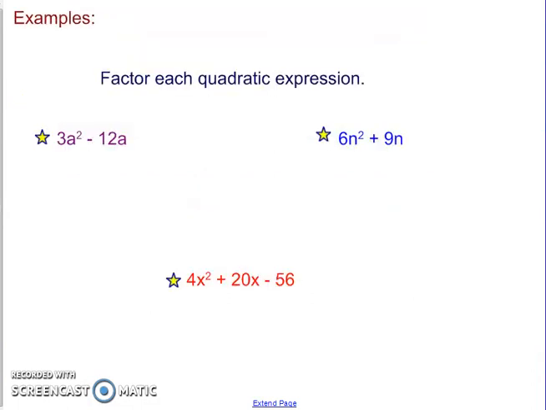So here are some examples. If you look at the first one, you want to look at the numbers first, so the 3 and the 12. Well, they both have a 3 in common. So we're going to take a 3 out. The a squared and the a both have an a in common. So I'm going to take the a out as well. If I take out the 3 and the a, I factor them out, I'm left with an a minus 4. This is as simplified as it can get, and that is my factored answer.